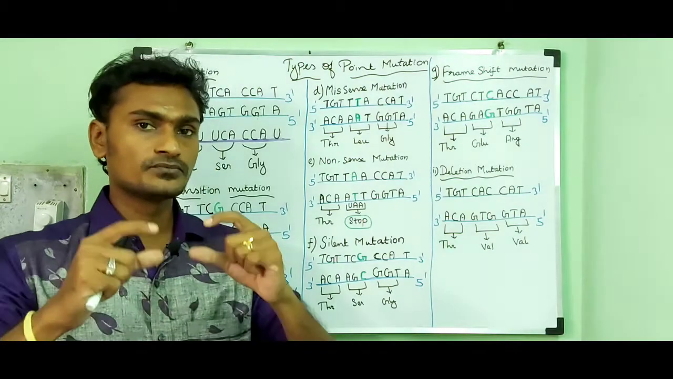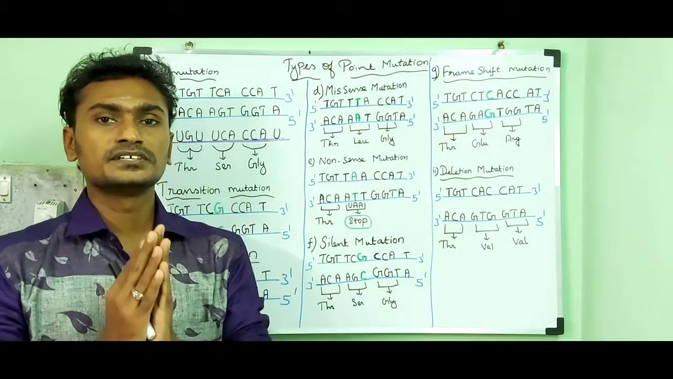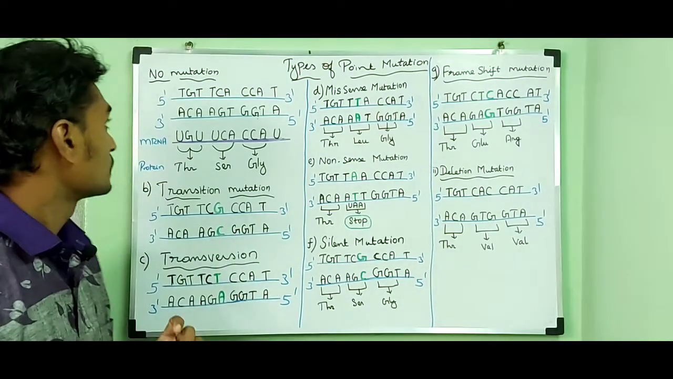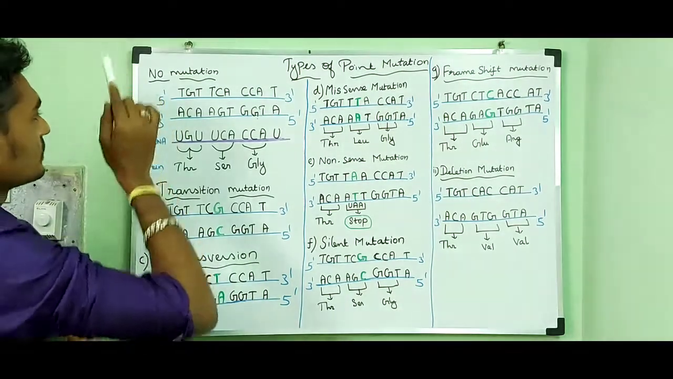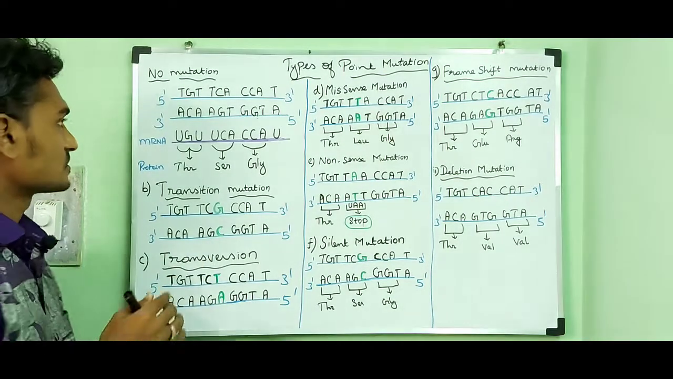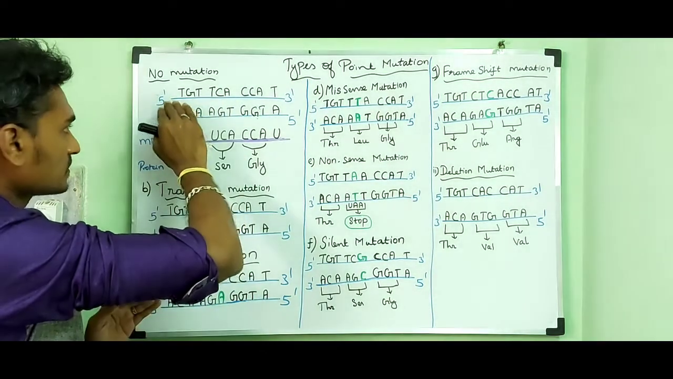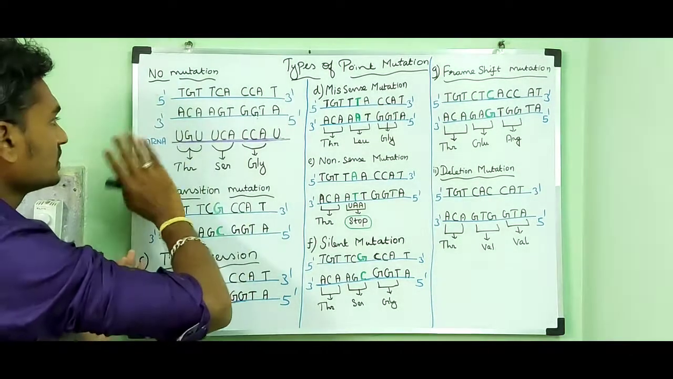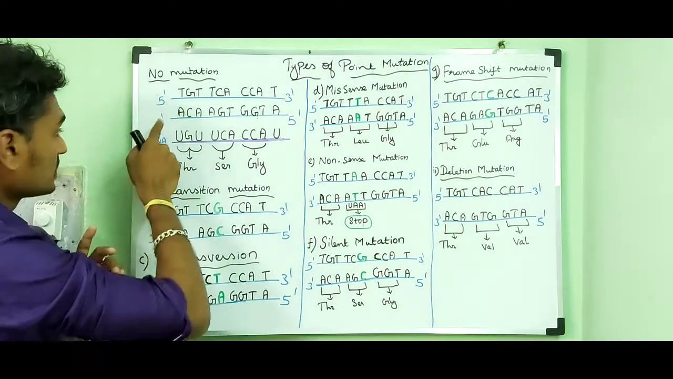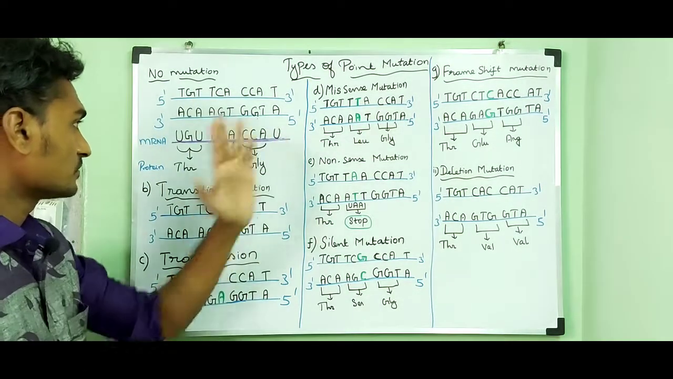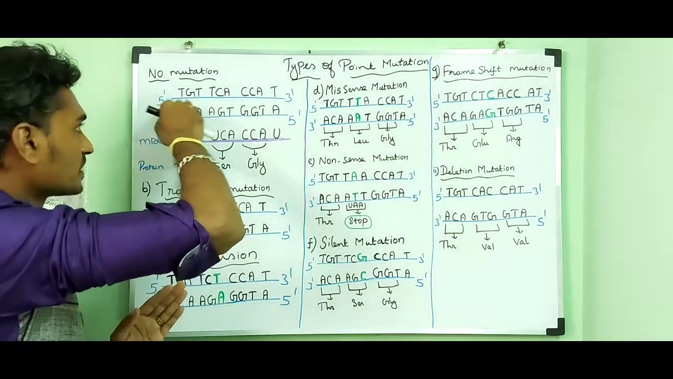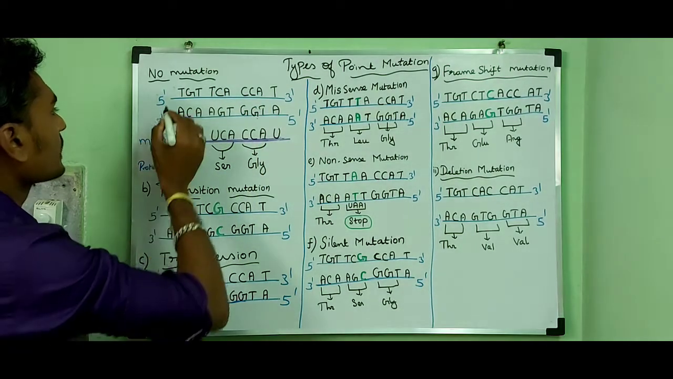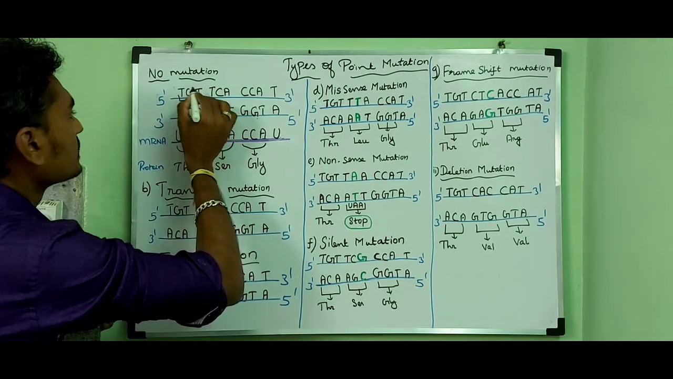Before that, I will give you some general idea about the transcription and translation process. The first heading shows no mutation. This is the DNA, which contains base pairs, that is the nucleotides, with a 5' end and a 3' end. The 5' end pairs with the 3' end, and it has a nucleotide sequence of base pairs. And you can find the triplet codon.